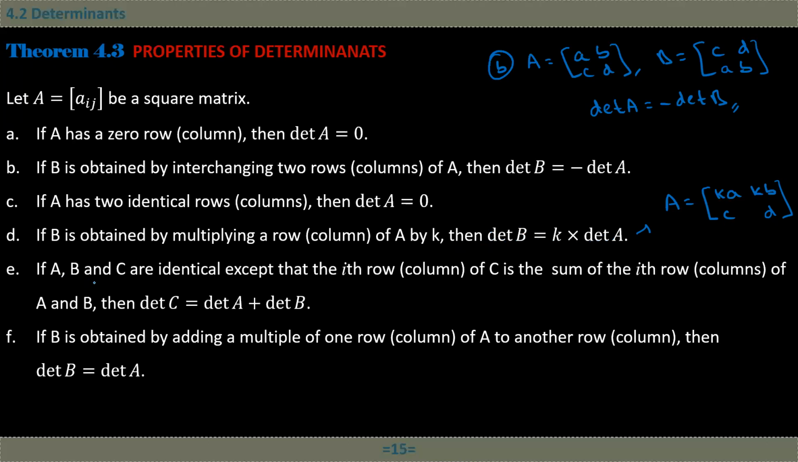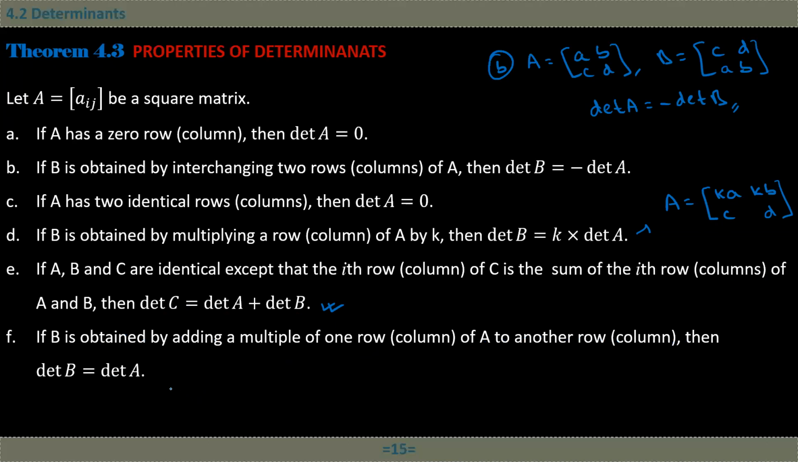If A, B, and C are identical, except that the ith row or column of C is the sum of the ith rows or columns of A and B, then the determinant of C equals the determinant of A plus the determinant of B. That is homework for you. Just try to understand, and tomorrow I'll show you some examples. If B is obtained by adding a multiple of one row or column of A to another row or column, then the determinant of B is equal to the determinant of A.